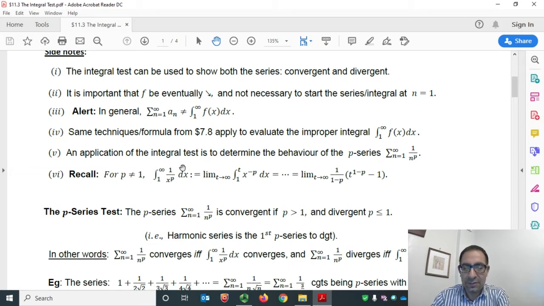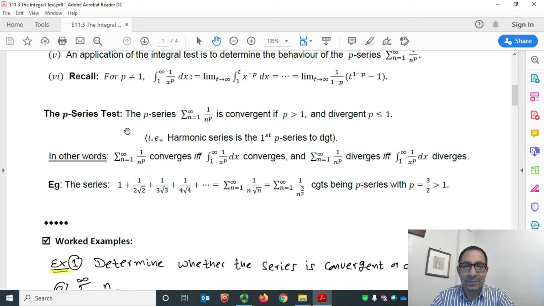An application of the integral test is to determine the behavior of the p-series. Recall, for p not equal to 1, the improper integral of 1 over x^p from 1 to infinity equals the limit as t tends to infinity of the definite integral from 1 to t of x to the power negative p. I skip the step here, just evaluate these definite integrals and take the limit. It turns out to be the limit as t tends to infinity of 1 over (1 minus p) times (t to the power 1 minus p, minus 1).